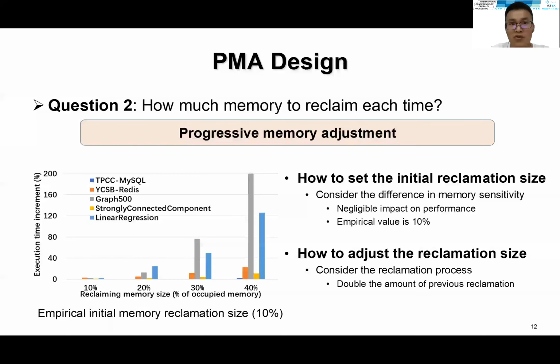The second problem is how to adjust the reclamation size. We double the amount of the previous reclamation to accelerate the reclamation process.